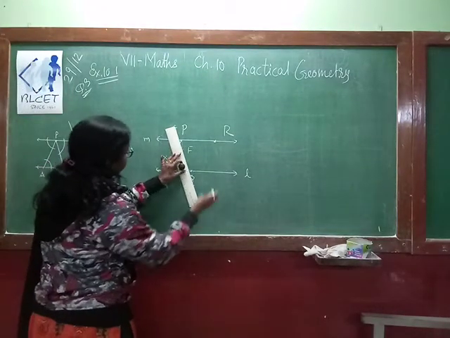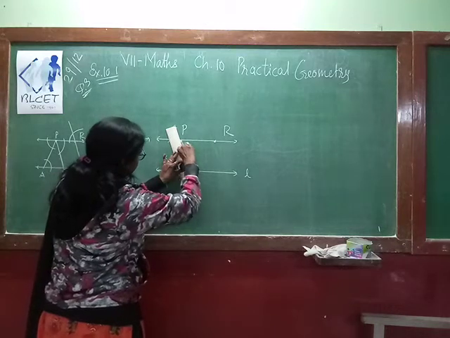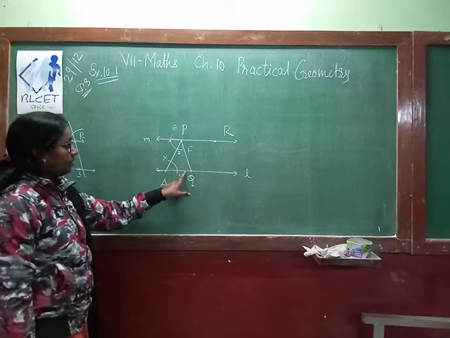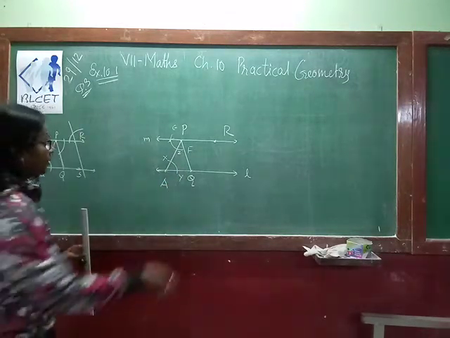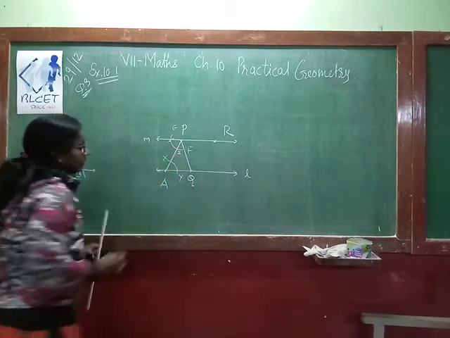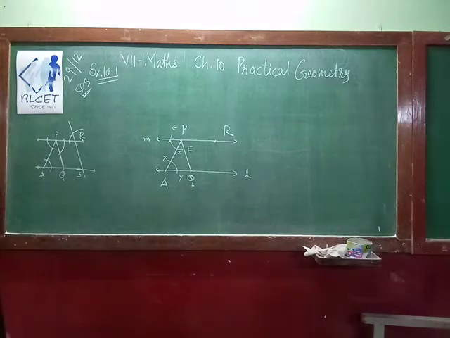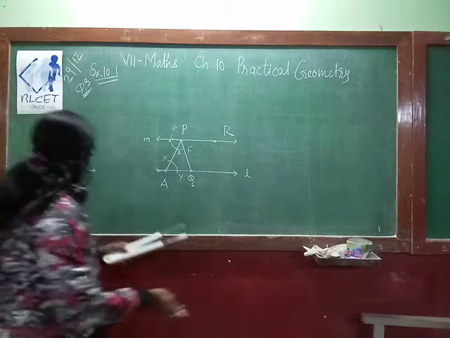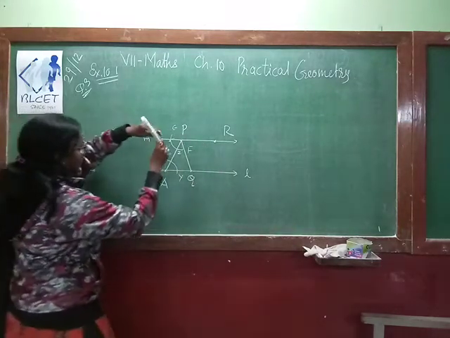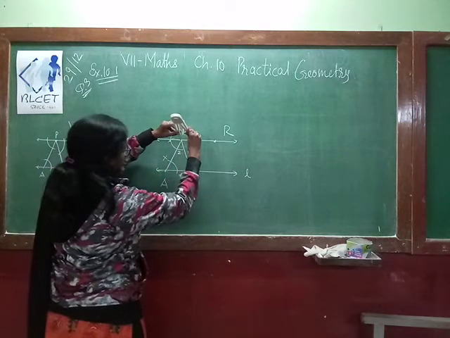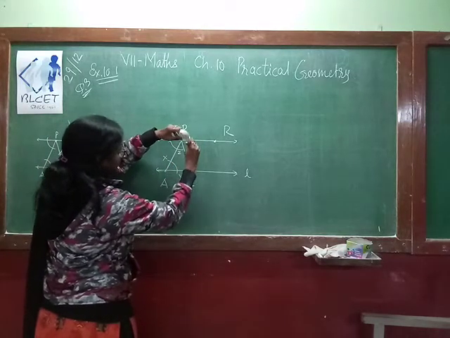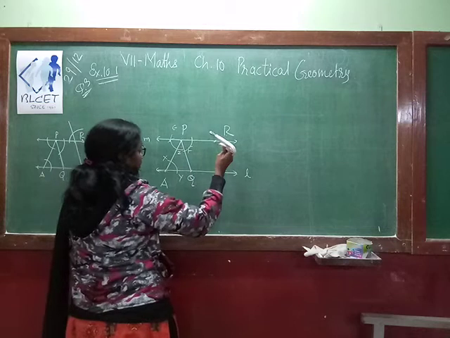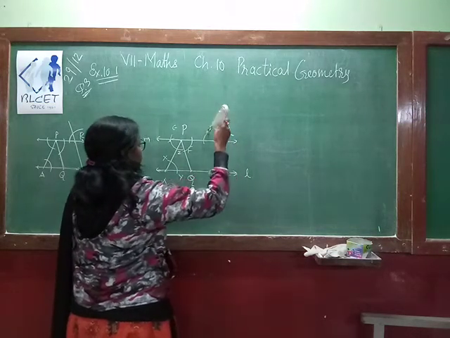Join these 2 points. Now what we have to do? We have to draw the parallel of this line. So for that we draw an arc over here and here. Or you can draw an arc over here also. But we will draw over here. Do not change any kind of measurement. Without changing this measurement, draw an arc over here.